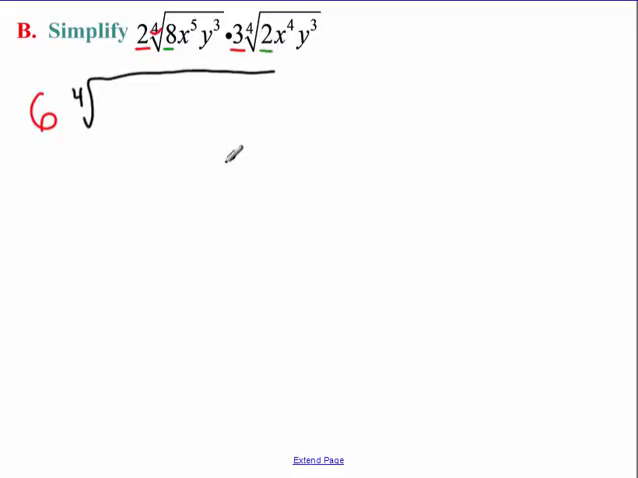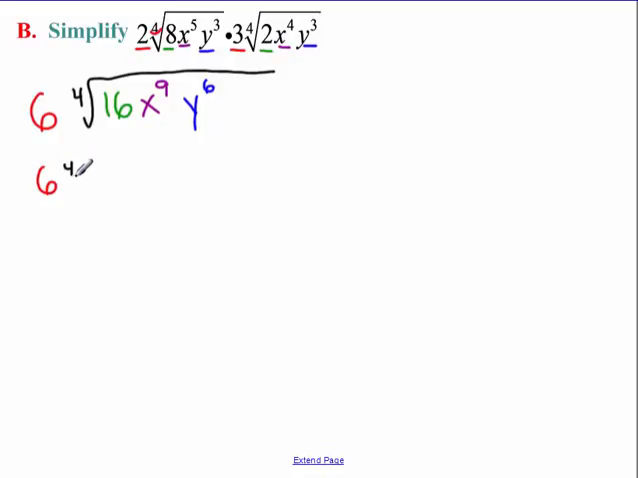Multiply each of the common things together. So the 8 times the 2 can become a 16. Multiply together the x to the 5th, x to the 4th, that becomes x to the 9th. And the y to the 3rd and the y to the 3rd, we add the exponents. Same base, when you're multiplying, you can add the exponents. So we get that. Now write everything to the 4th power.